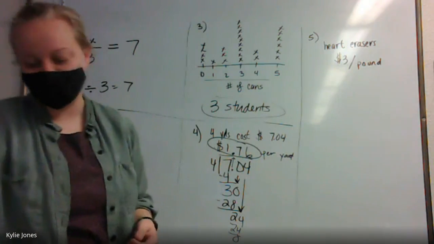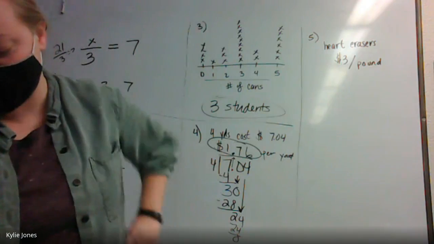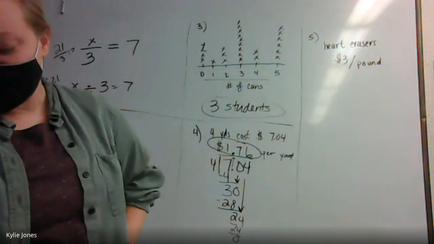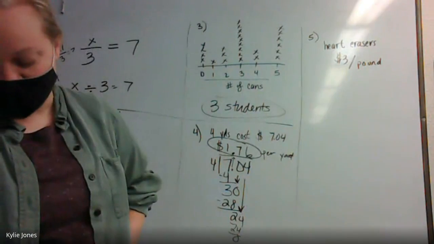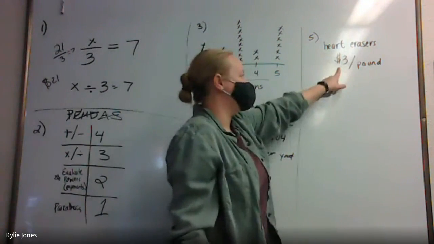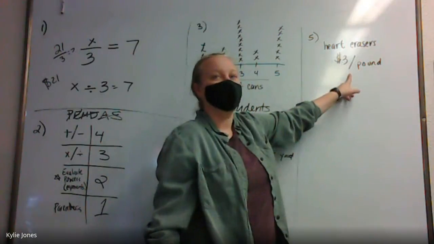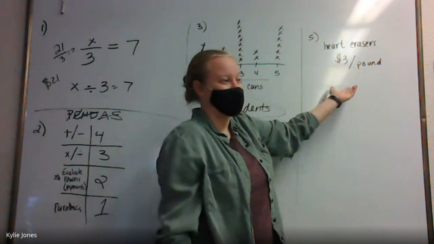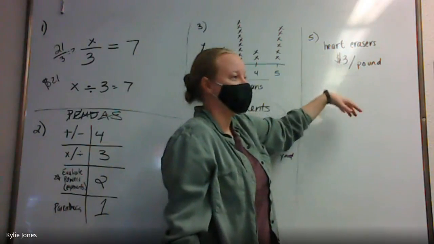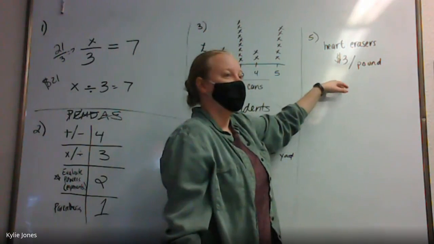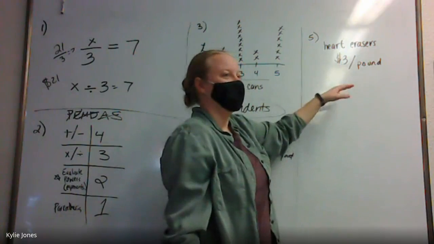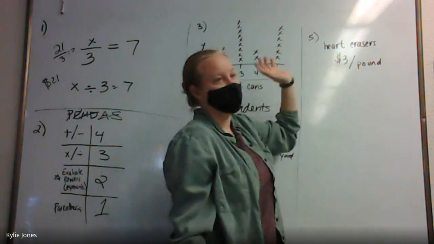Okay, and number 5 gives you a chart of different types of erasers, and it asks you, Kelly bought a half of a pound of heart erasers. What was the cost? So I wrote up here that heart erasers cost $3 per pound. We need to find half of that. There's multiple ways to do this. You could take 3, multiply it by 1/2. Yes, but let me finish explaining. So you can take the number 3, multiply it by 1/2.